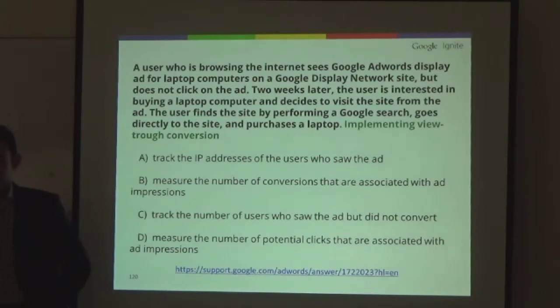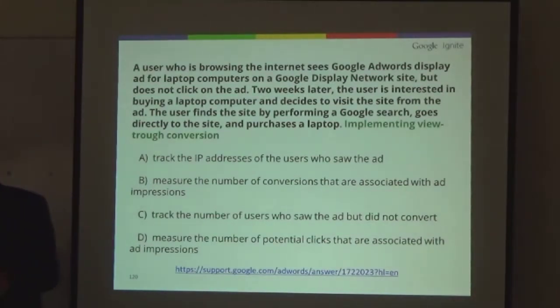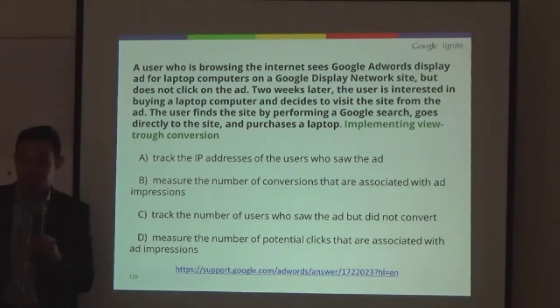Okay, how about D? Measure the number of potential clicks. True or false? False. Okay. Who said C? Track the number of users who saw the ad but did not convert. Okay, what's your explanation? You have to explain why you feel that C is correct.